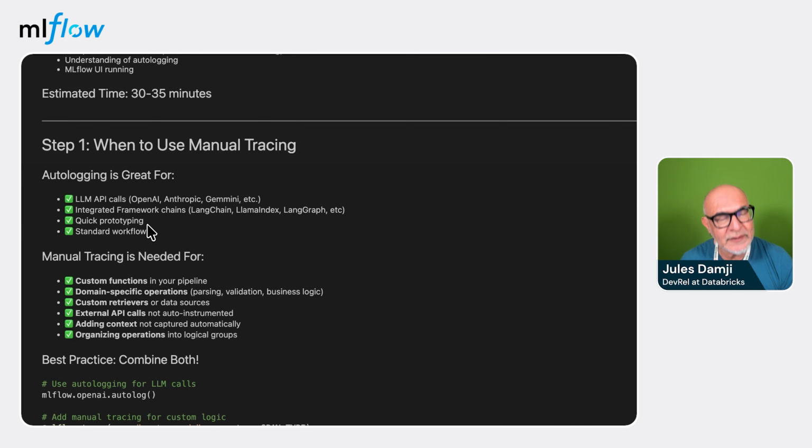But more importantly, you want to use manual tracing when you have custom functions in your pipeline, which is a very common case. You have some domain-specific operations that you're using, that could be parsing a particular query, validating a query, or there's business logic that is not captured by autolog. This is where manual tracing comes in. And we're going to be defining some custom retrievers for your data source, or any external APIs that you're using, or any other additional context that you want to add. This is where manual tracing is quite needed.